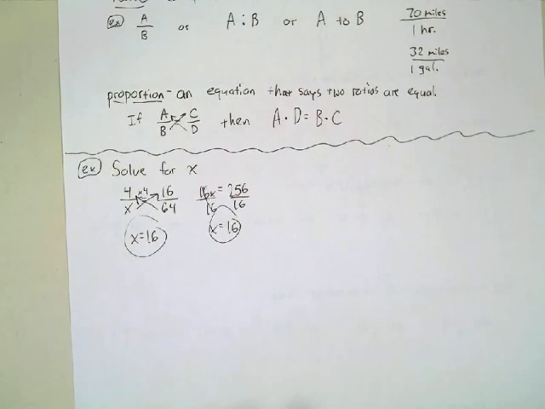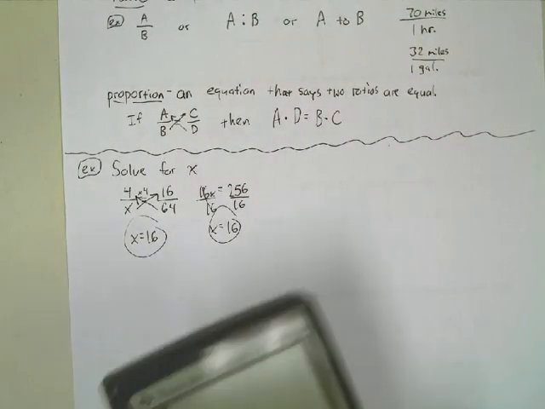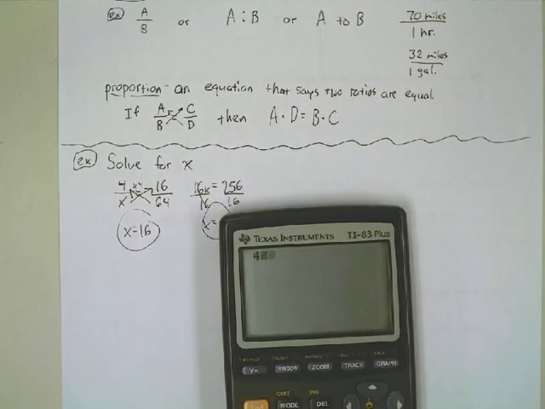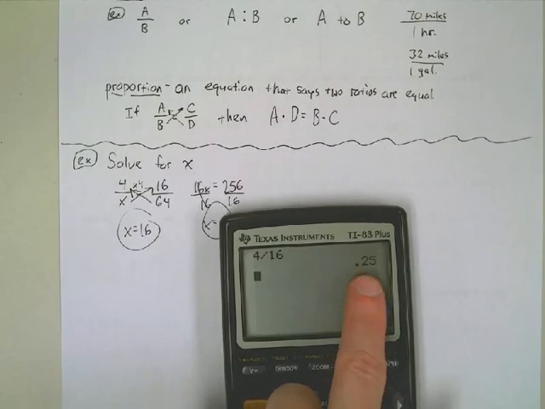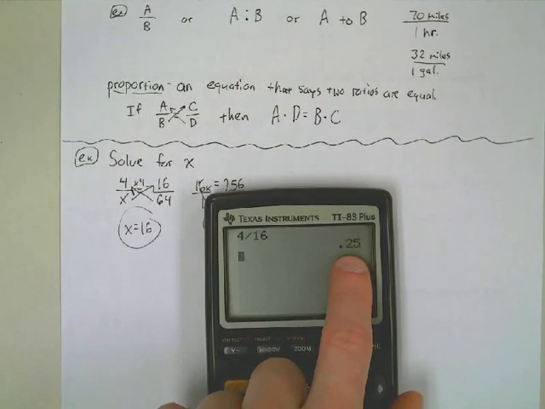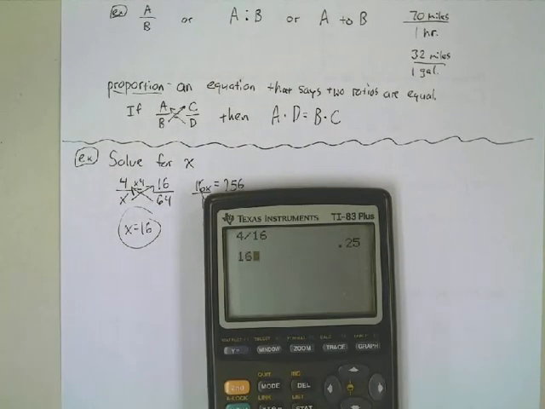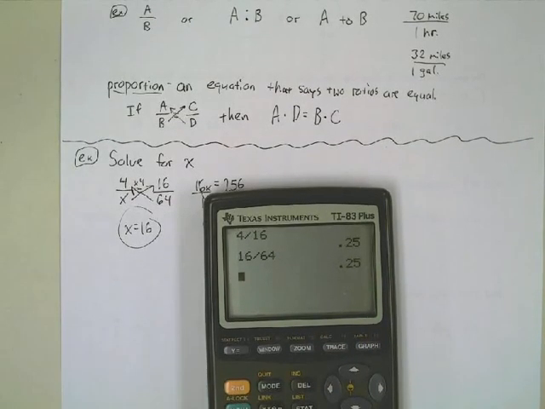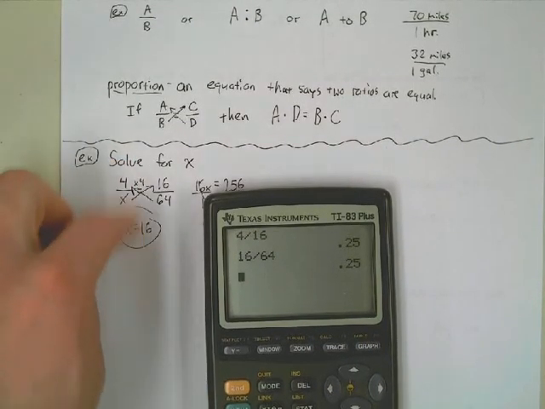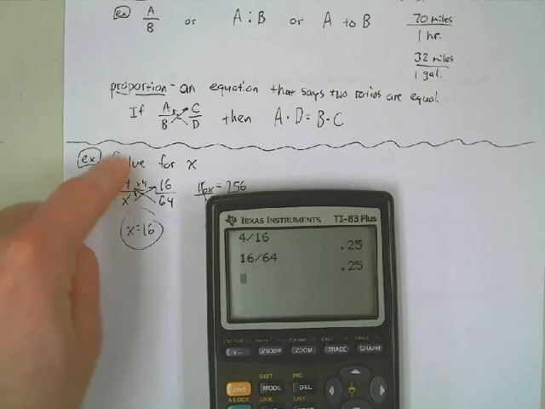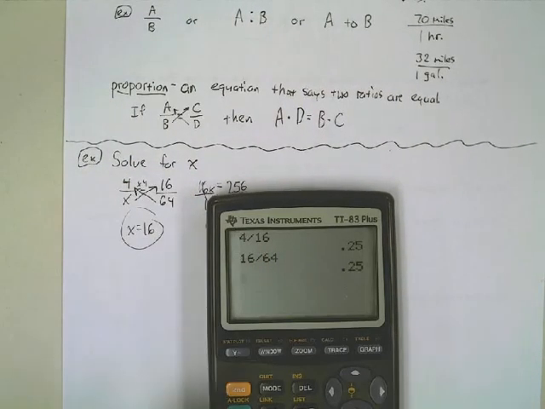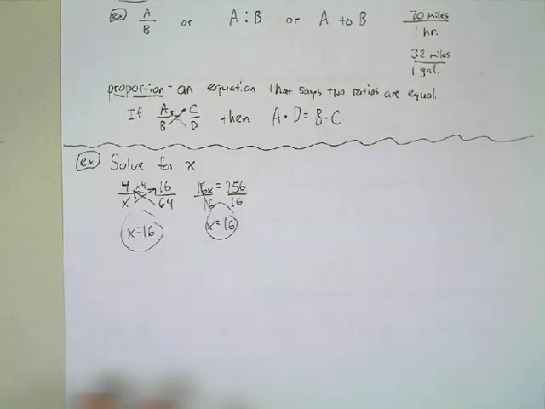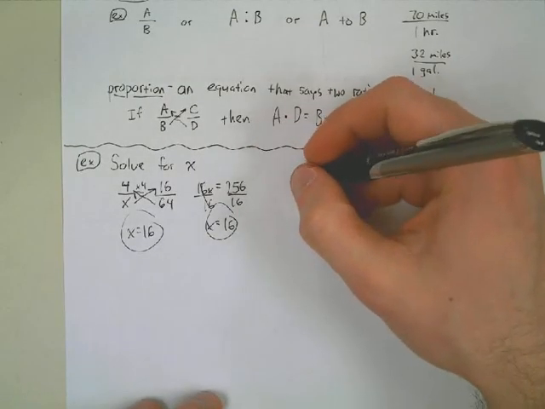Also, you can easily check your work here. Let me just show you real quick, it's super easy. 4 divided by 16, like Gabe was saying earlier, if you check the decimal, we get 0.25, and if we do 16 divided by 64, look at that, same exact decimal. So Gabe checked earlier the first couple problems there by just dividing them and seeing if the decimals are the same. And that's legit, too. Okay? It works.